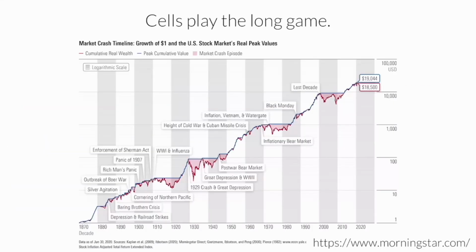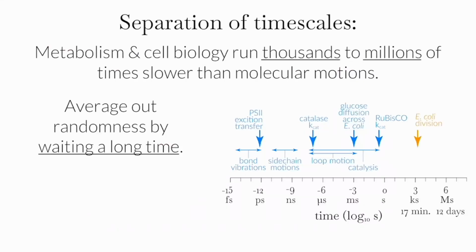And we talked about how cells do this by playing the long game. That is, all the molecular motions are happening on a fast time scale, but cellular behavior is happening on a slow time scale. And that's analogous to buying stocks early and holding on to them for a long time, so that the overall trend of getting money in the market overcomes all the random fluctuations, right? The random day-to-day fluctuations. Cool. We describe this in cells as a separation of time scales. So things like metabolic pathways in cell biology run thousands to millions of times slower than molecular motions. So we can average out this randomness by waiting a long time.